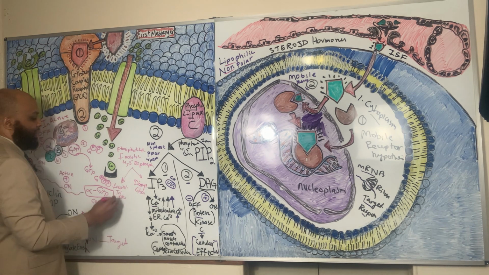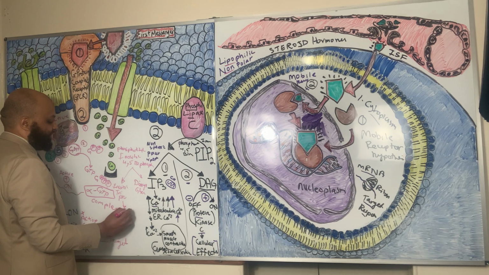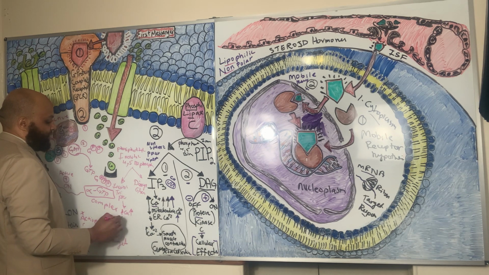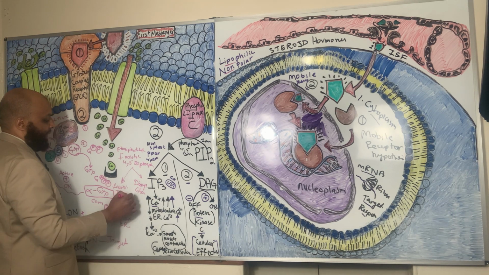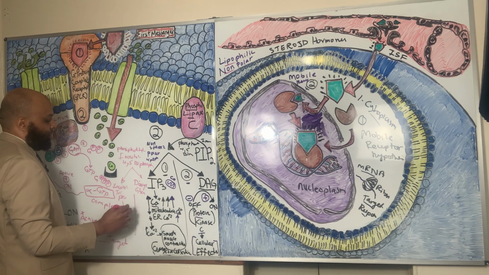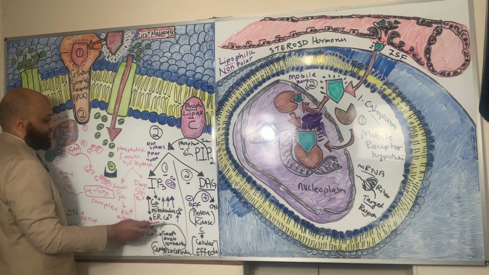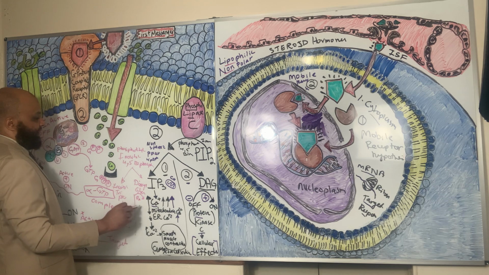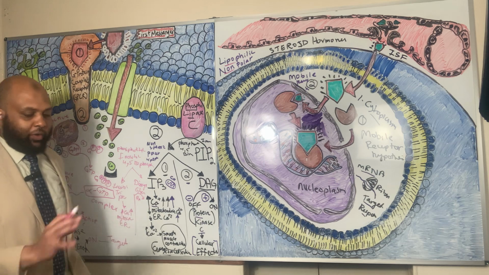diacylglycerol. Inositol triphosphate will cause an increase in calcium concentration intracellularly because it will deplete calcium stores from the mitochondria and from the endoplasmic reticulum, and it will cause diacylglycerol to turn protein kinases from the off position to an on position, and that will lead to cellular effects. So these are the 2 G coupled protein receptors that we need to be aware of.